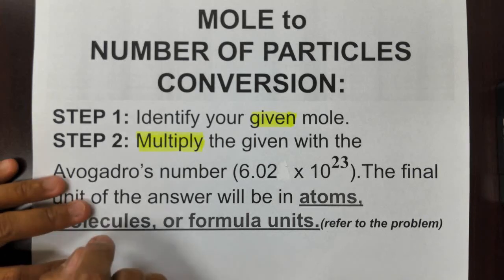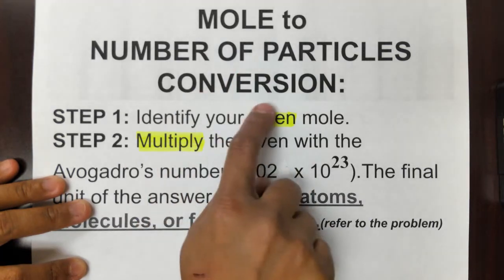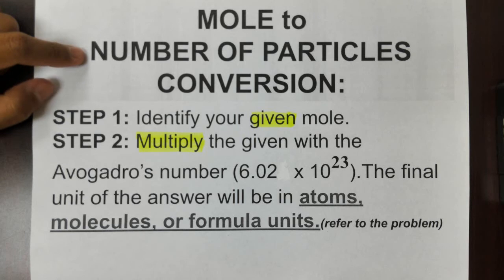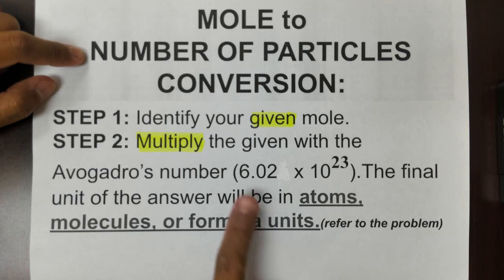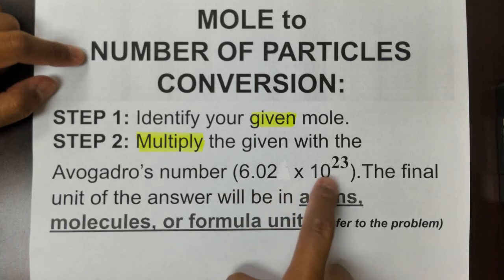So this video will discuss the mole to number of particles conversion. This mole to number of particles conversion is very much related to the concept that we learned about Avogadro's number and the concept of the mole previously. Remember that 1 mole of any substance is equivalent to the Avogadro's number. And the Avogadro's number is equivalent to 6.02 times 10 to the power of a positive 23 exponent.